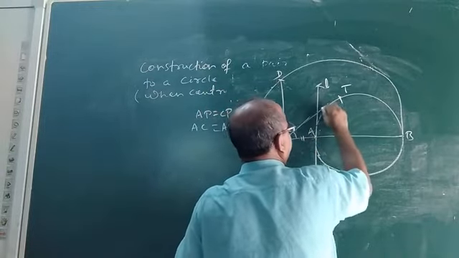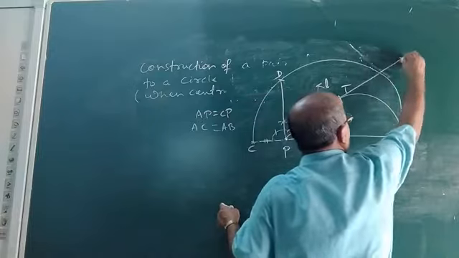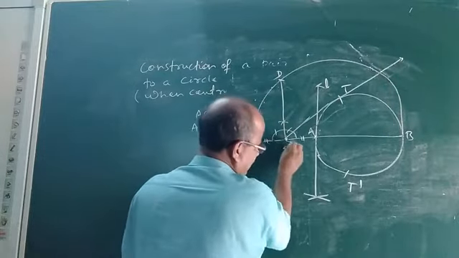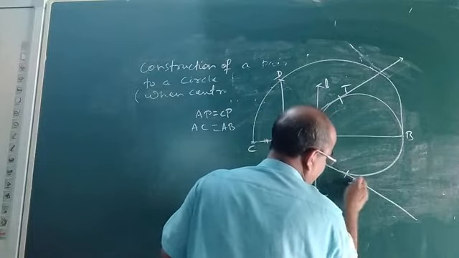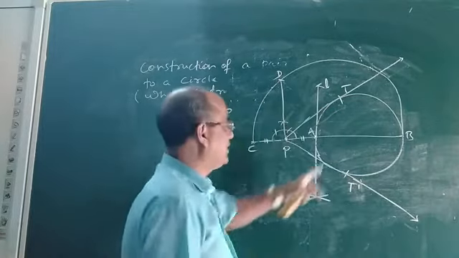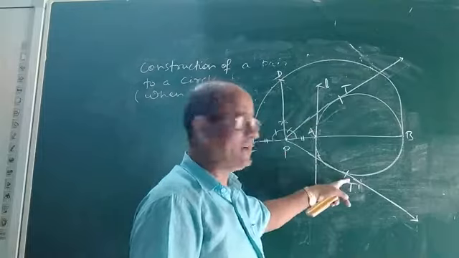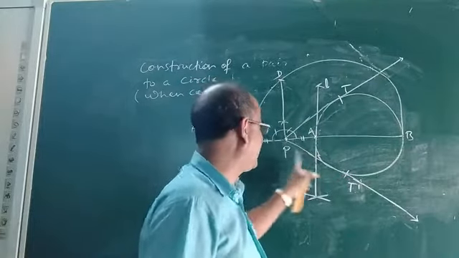You join P, you see, and you join, you see. After getting the two points T and T dash, join T to P and T dash to P.